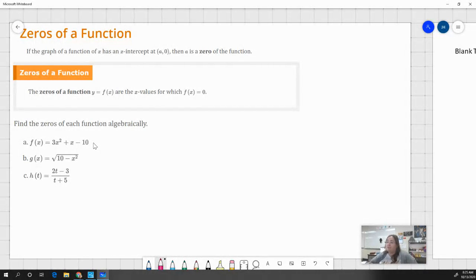And you guys have done this. You've been doing it for a long time. You just might not have called it that. So we're going to solve A, B, and C. A is f of x equals 3x squared plus x minus 10. To start solving that, to find the zeros, all we have to do is take 3x squared plus x minus 10 and set it equal to 0 and then solve. Now, do you guys remember what we would use to solve an equation like this?